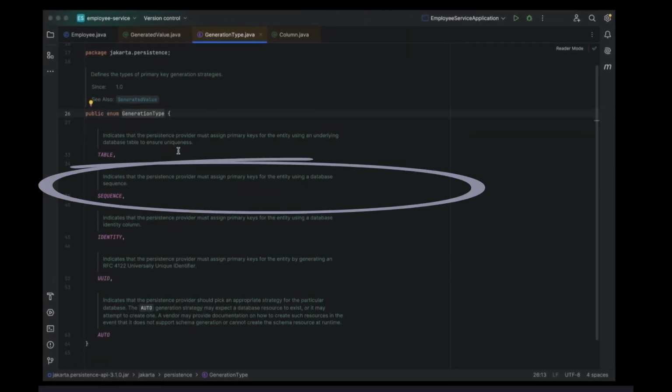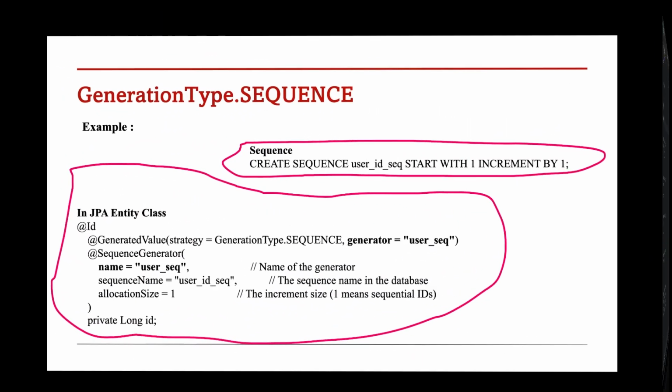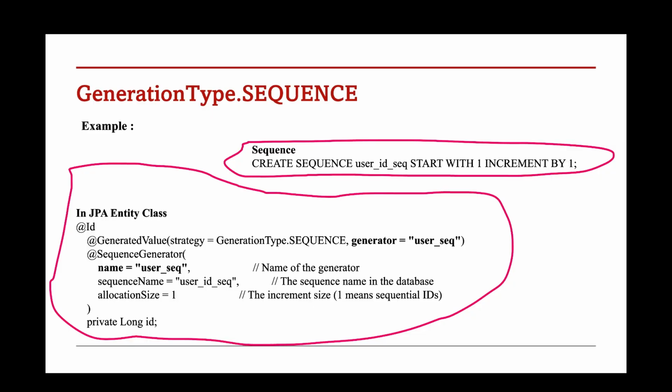Now, let's move on to the next generation type, SEQUENCE. GenerationType.SEQUENCE is used to generate unique primary keys by leveraging a database sequence. A sequence is a database object that generates a series of unique numbers, and it's commonly used to generate IDs for rows in tables. When you choose GenerationType.SEQUENCE, you're telling JPA to pull your IDs from a specific database sequence. To set this up, you add a @SequenceGenerator, giving it a name, your own identifier, and the sequence name, the actual DB sequence. Then, in @GeneratedValue, you refer to that same generator name.